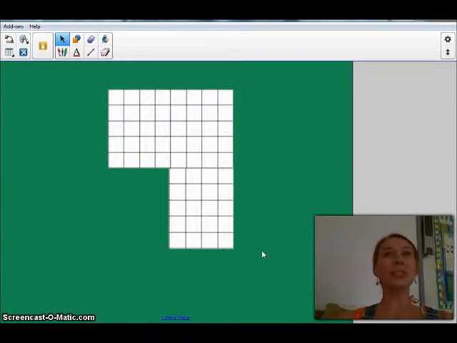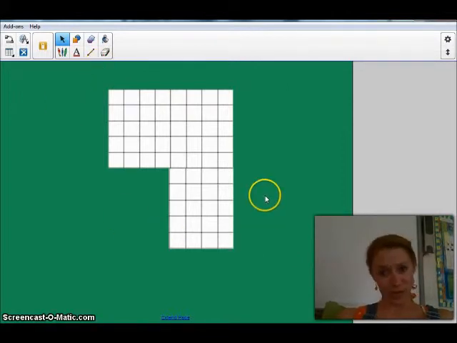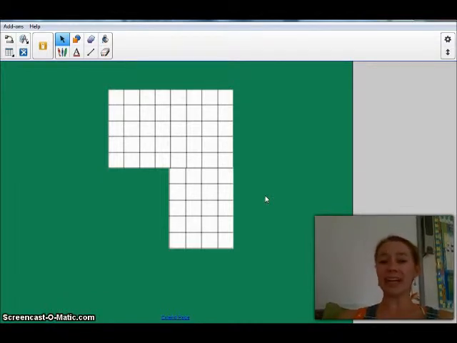Anyway, we've been working on area in math, and sometimes it gets kind of complicated, especially when we have shapes like this. I mean, look at this. That's a lot of squares to count. Do I really want to take my time and count all of those squares? Or is there a way I could break it apart?